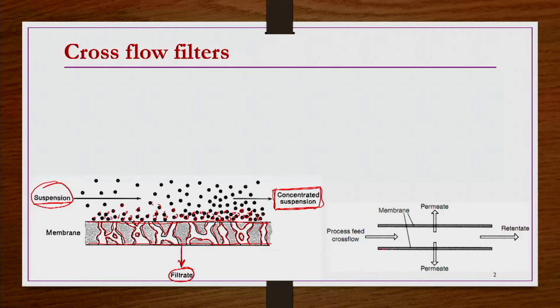Here the only thing is that we have two membranes. Between these two membranes, the low concentration solution having the fine particles is allowed to flow across the membrane surface in the parallel direction, as shown in this picture. The permeate, that is the clear liquid passing through the membrane, will be collected as permeate as shown here, and the concentrated suspension will be collected as retentate as shown here, right.